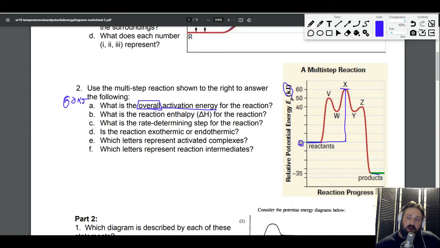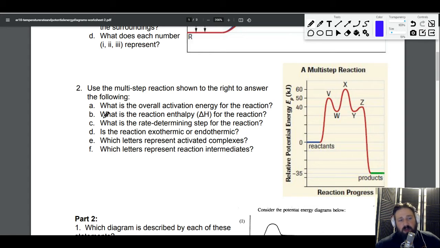I said overall. Now, if I said, what is the activation energy for the second step? That's a different question. The second step is this second peak here. This is going to be where we start the second step. We don't start the second step down here.